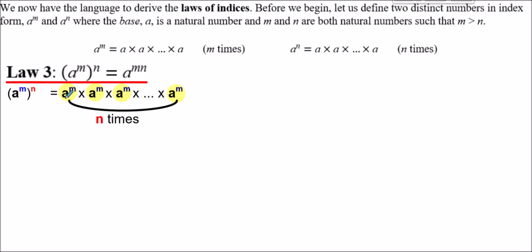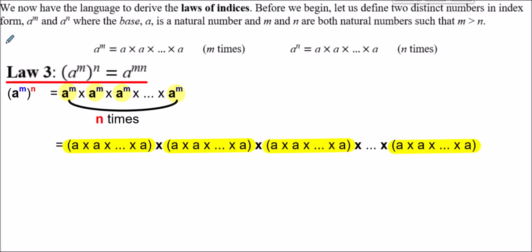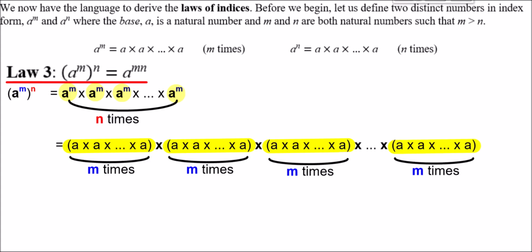So next, let's just think about what a to the power m means by using this definition here. Each one of these a to the power m's is a times a times a, m times. So let's write this out in the longer way. So that's m lots of a, this is m lots of a, m lots of a, m lots of a, with an indefinite number of m lots of a in between as well. So let's just build this up step by step. So like I said, this is m lots, m lots, m lots, and m lots.